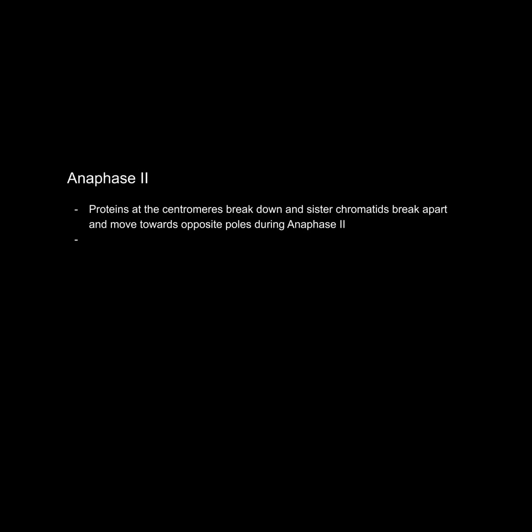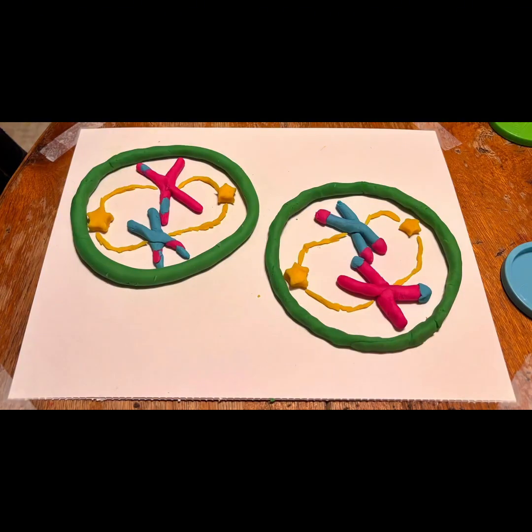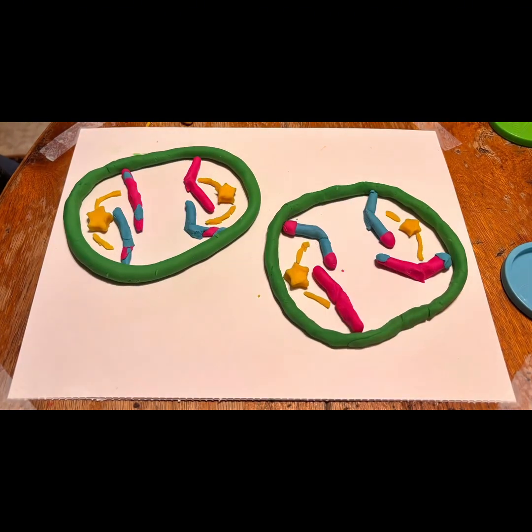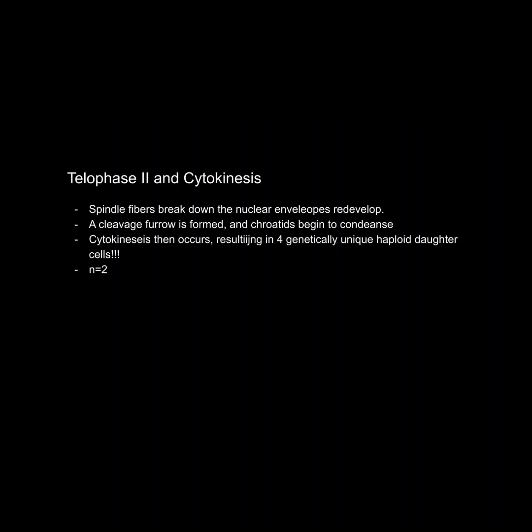Anaphase 2. Proteins at the centromere break down and the sister chromatids break apart and move to the opposite poles. In telophase 2, a cleavage furrow is formed and spindle fibers break down. The nuclear envelope is redeveloped. In cytokinesis 2, the cytoplasm separates, resulting in 4 genetically unique haploid daughter cells.